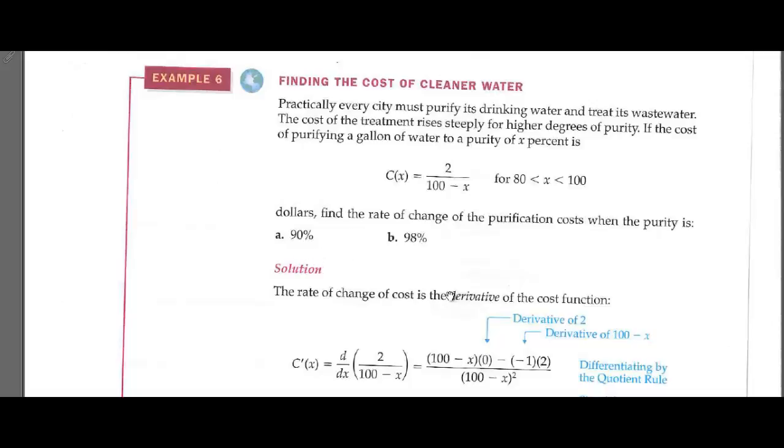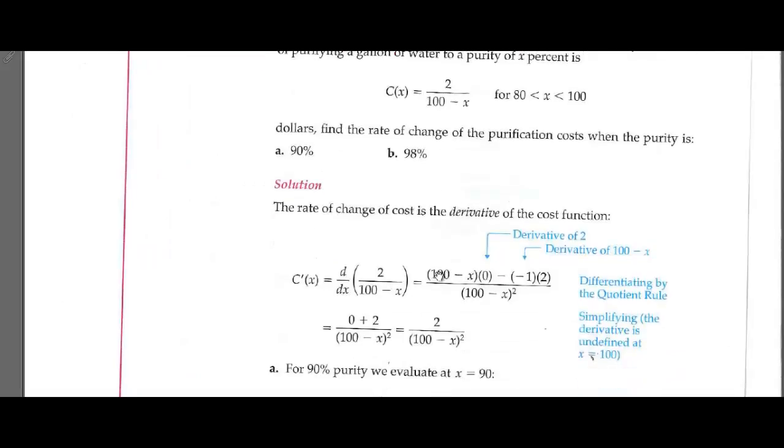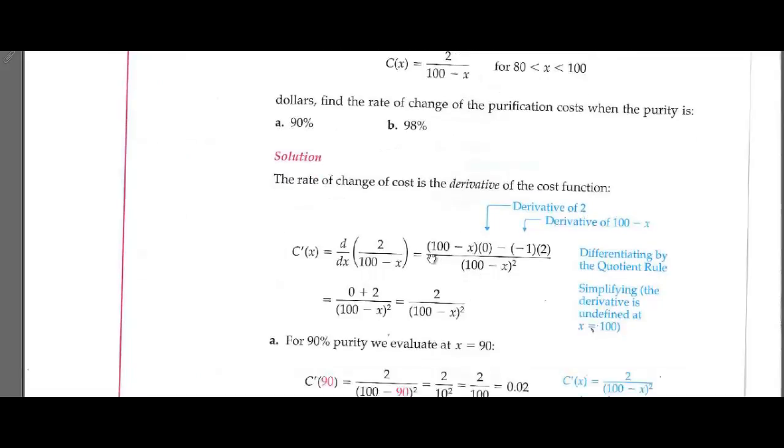Okay? So the rate of change, we know the rate of change is the derivative of the cost function. So remember slope of the tangent line, rate of change, the instantaneous rate of change. So here they're going to do the quotient rule. Okay, so 100 minus x, that's g. So they did g prime.